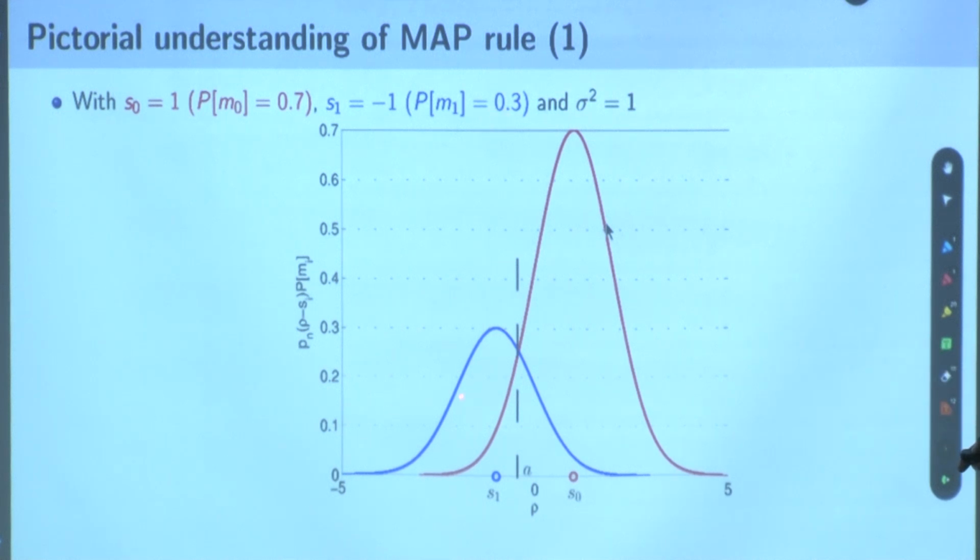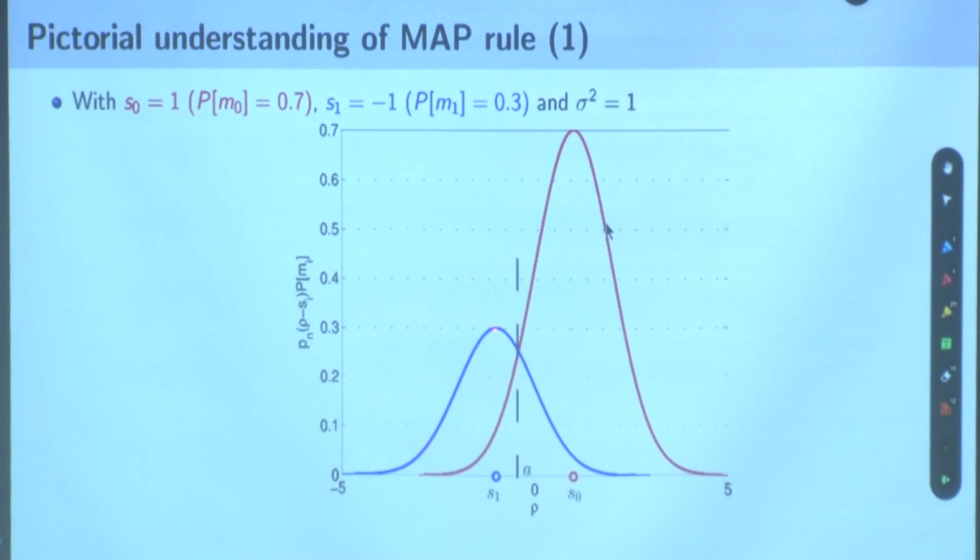Correct? And otherwise the PDF will be at 1 if it is not scaled. P of M0 is basically, if it is not a scaled PDF, its peak will be at 1. Now we are scaling it with probability 0.3, so you see the height is reduced to 0.3. In this case, it is scaled by 0.7, so the height of the red PDF is 0.7, right?